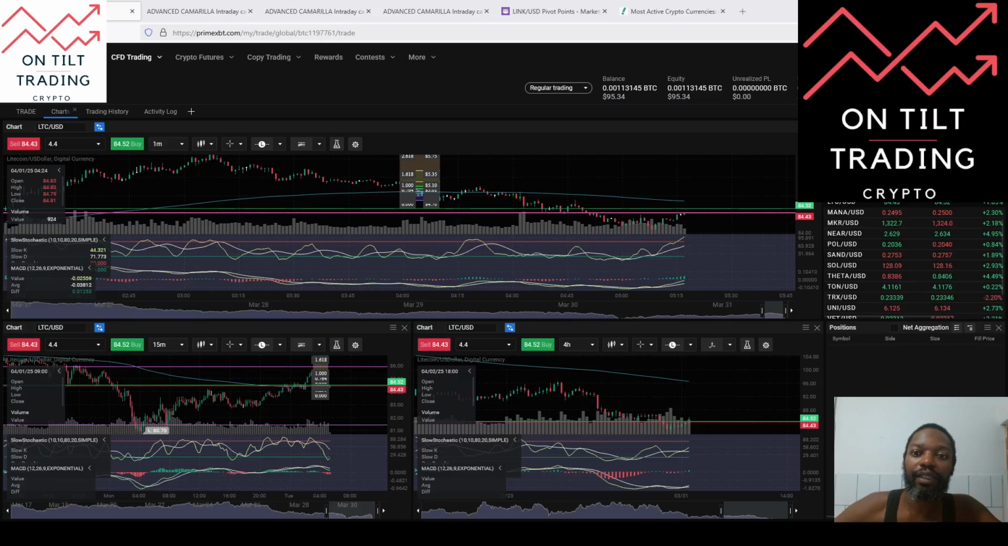We can see the 200 EMA here on the 1 minute. We can see price action below. So seeing this correlation between the Camarilla pivots and the 200 moving average, I have a short bias and a short trade idea on LITECOIN this morning.